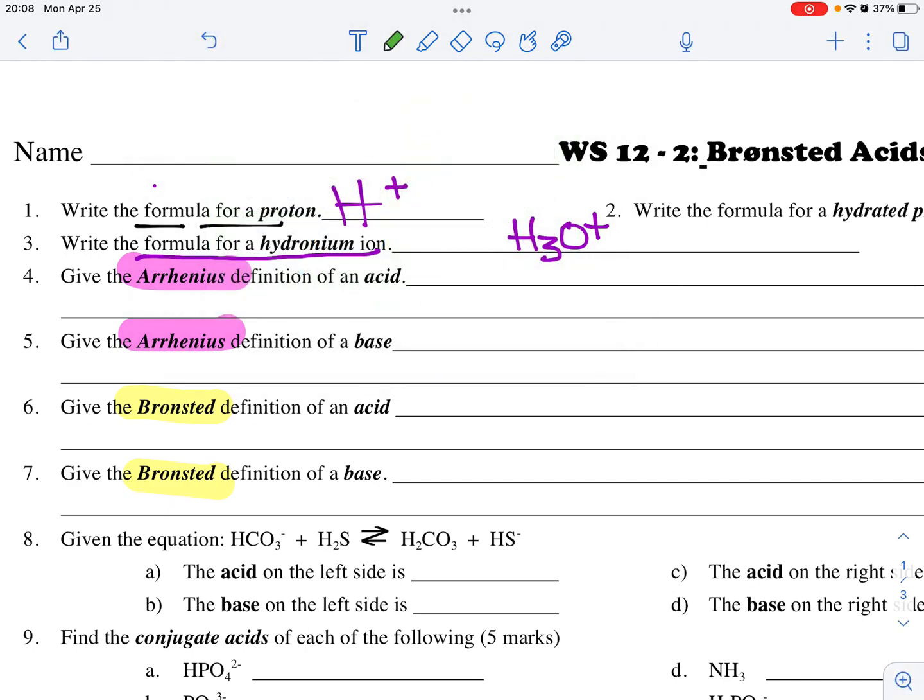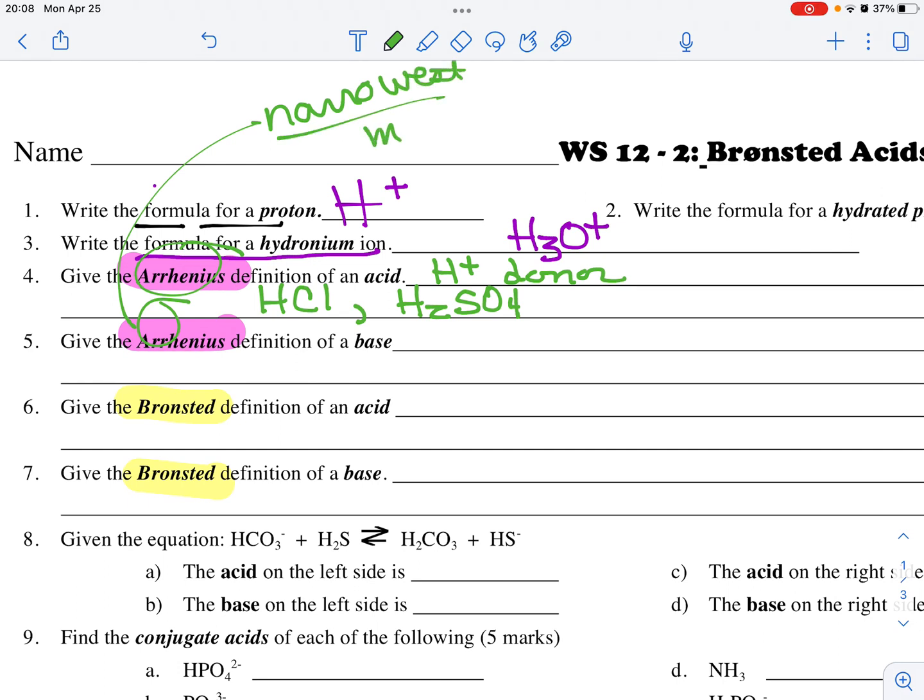The Arrhenius definition of an acid is an H+ donor. An example would be HCl or H2SO4. Remember that the Arrhenius definition is the narrowest or most restrictive. So that's the most restrictive classification.